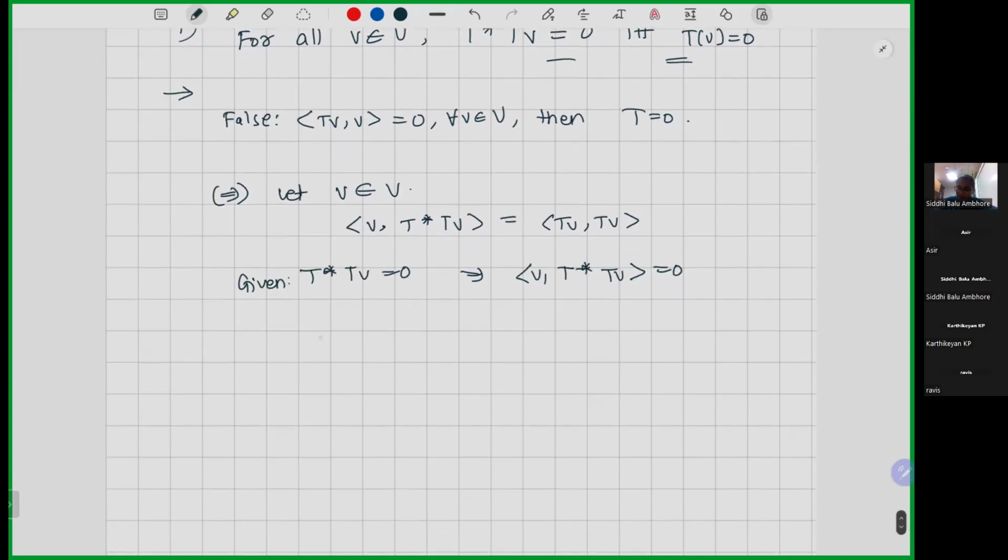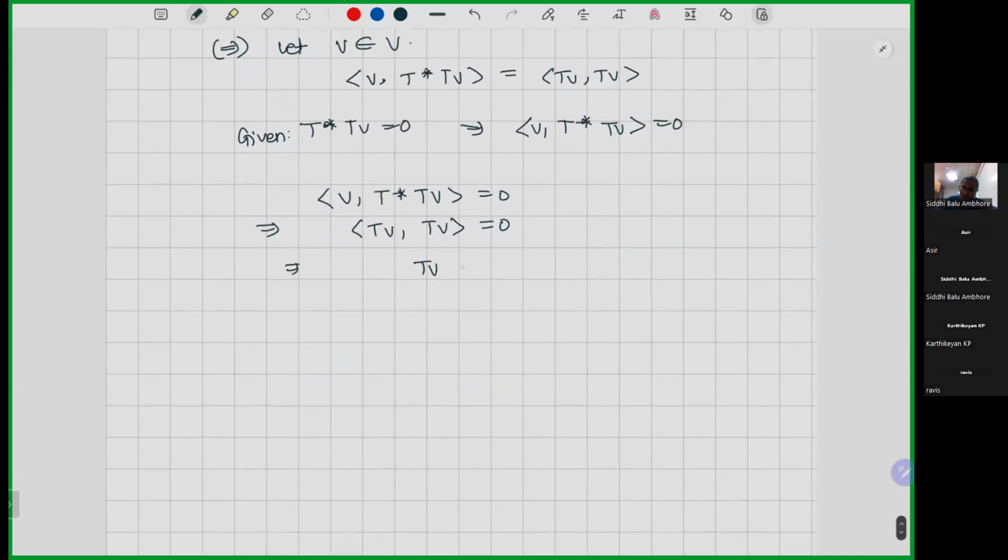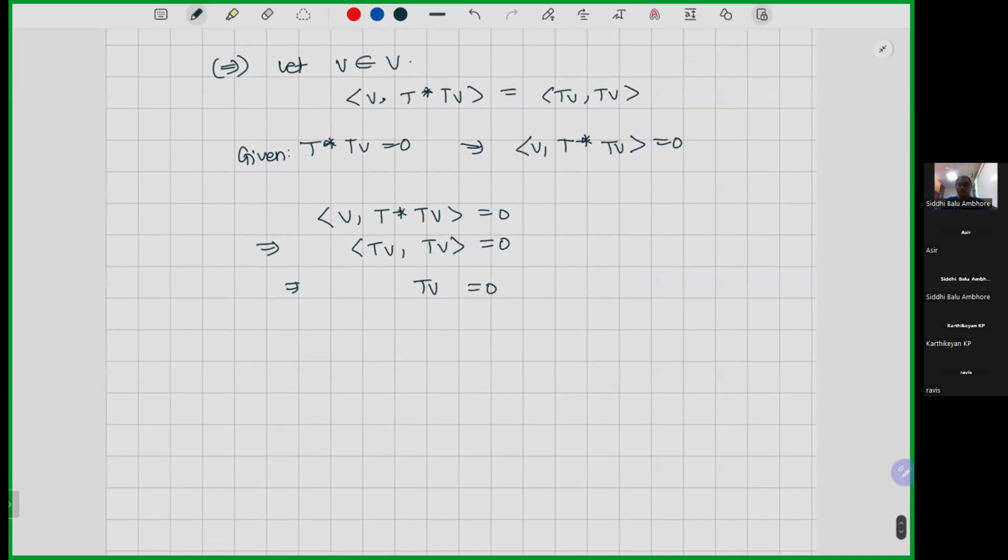Okay, so from here, the inner product of v with T star Tv is 0. This implies that, as you said, the inner product of Tv with Tv is 0. So this implies that Tv has to be 0 by the properties of inner product space, and this is true for all v in V.